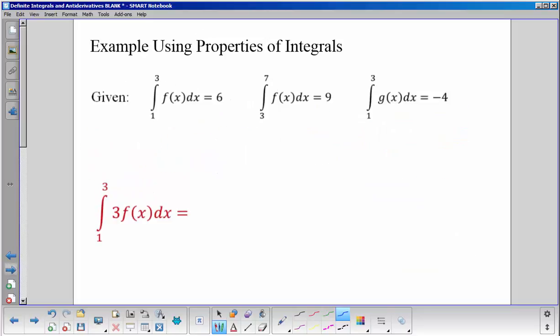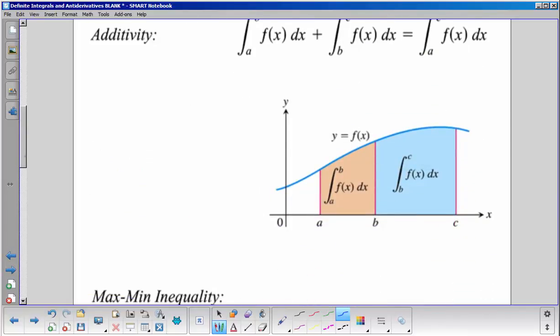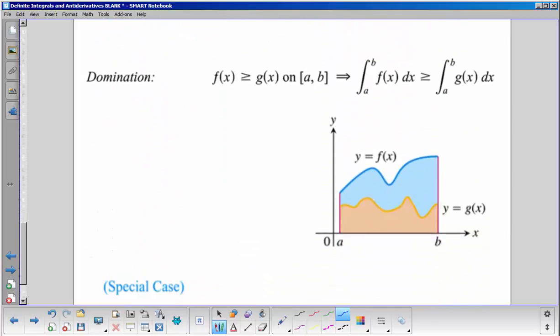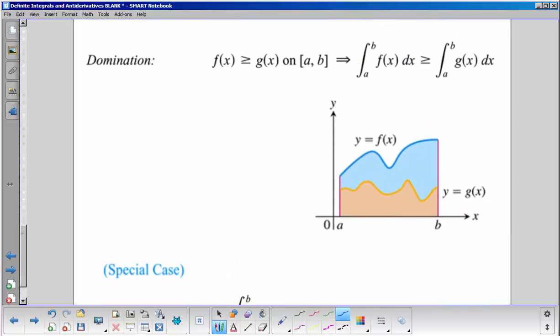All right, so let's see how this all works. Oh, I got another one, huh? Sorry. Additivity. Down further. Did I already do this? Okay. Sorry. Right. This is everybody's favorite property. Domination. Yes, because everybody giggles.